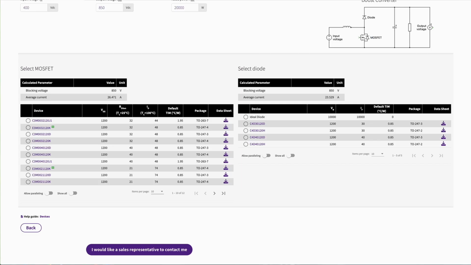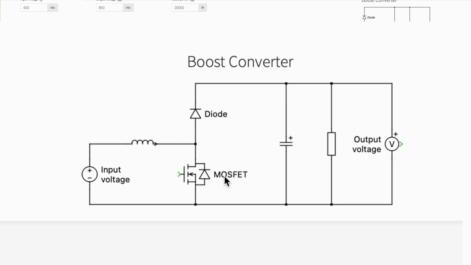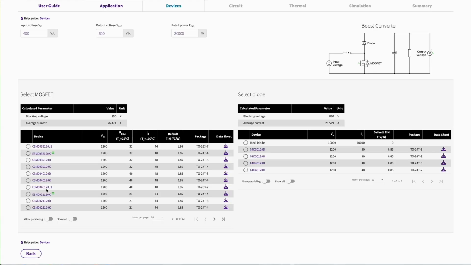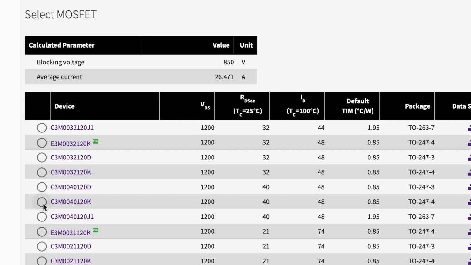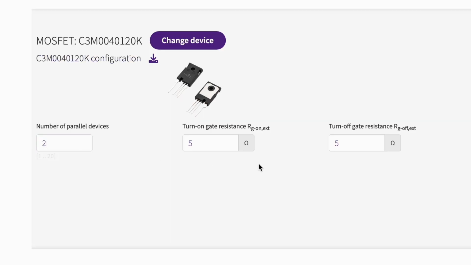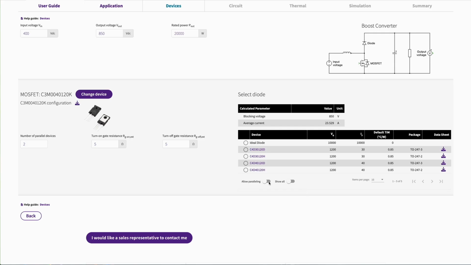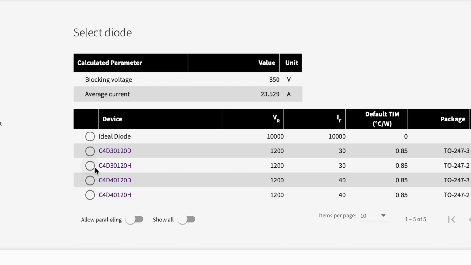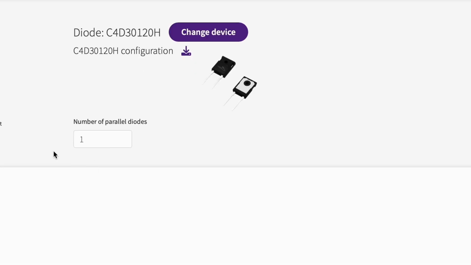The next step is to choose the switching devices, such as the MOSFET and the diode. For the MOSFET, I'm using the 1200 volt 4-pin TO247 4-pin C3M0040-120K. Putting two in parallel and using the suggested gate resistors of turn on and turn off for 5 ohm. And for the diode, I'm choosing the 1200 volt 30 amp device C4D30120H, also two in parallel.